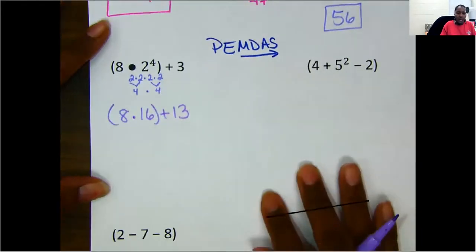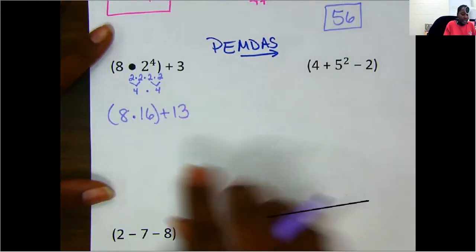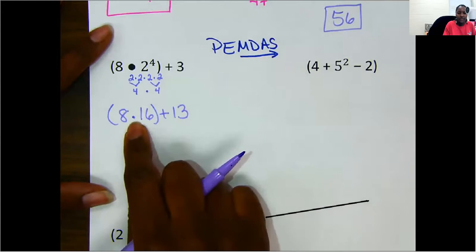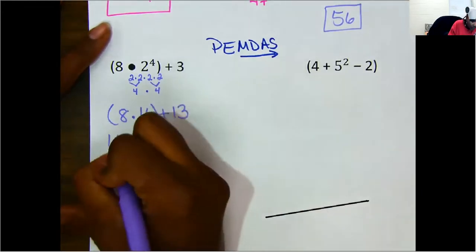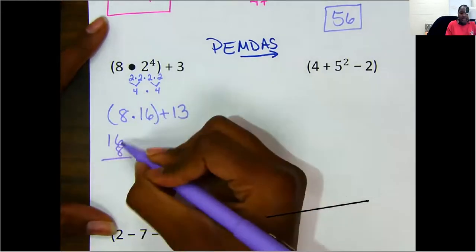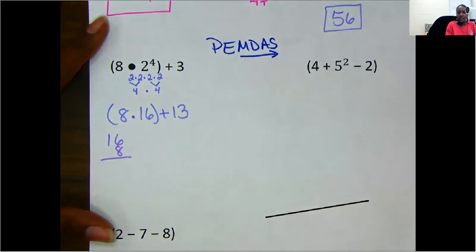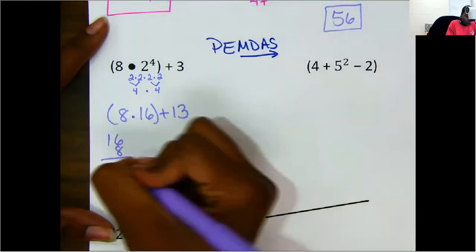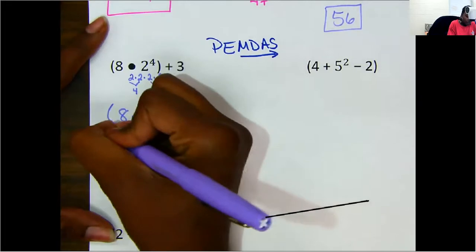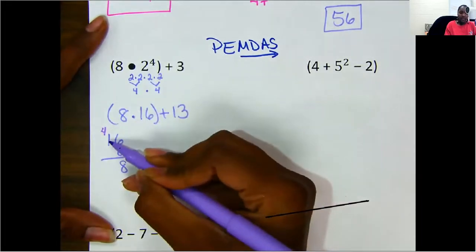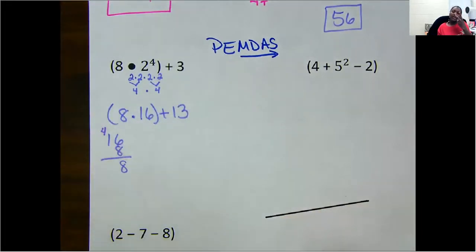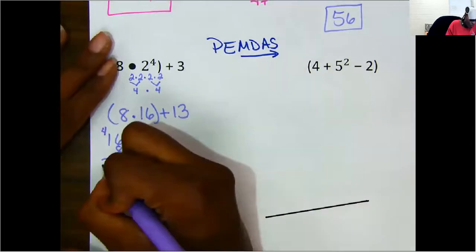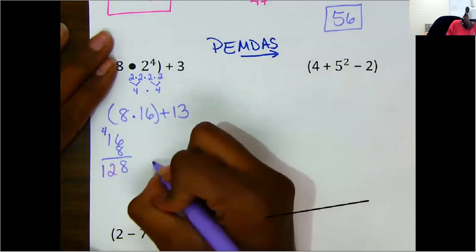Okay. I still have parentheses, but inside the parentheses, all I have is multiplication left. So I'm going to set that up to multiply. 8 times 6 will give us 48. 8 times 1 is 8 plus 4, so 8, 9, 10, 11, 12. Okay, so our parentheses are gone.